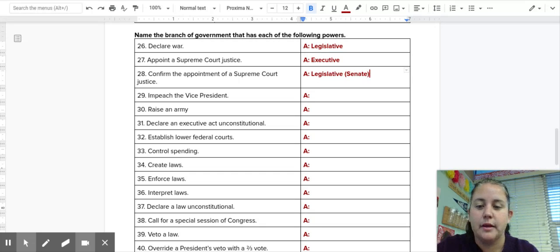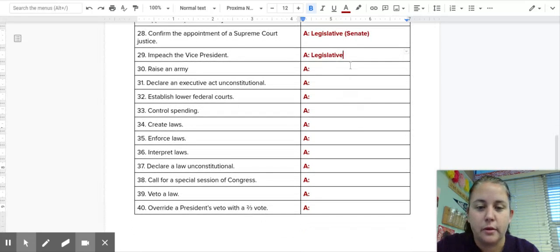Number 29, which branch has the power to impeach the vice president? That is the legislative branch. The legislative branch has impeachment powers. That's a check. Number 30, which branch has the power to raise an army? That is the legislative branch. Number 31, which branch has the power to declare an executive act unconstitutional? The judicial branch can do that.